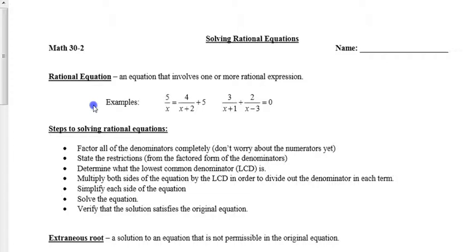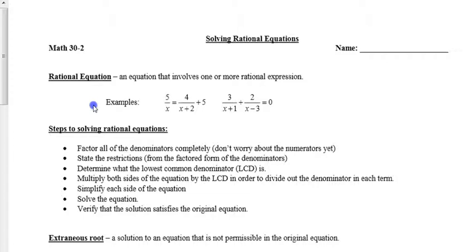Factor all the denominators completely, which is pretty much, if you just did that every time you saw a rational expression, you're on the way to doing something, right? Whether it's add or subtract, equivalent rational expressions, we want to factor denominators, state the restrictions from the factored form of the denominator, determine the lowest common denominator, right? Even for adding and subtracting, we do that. Now here's where we vary.